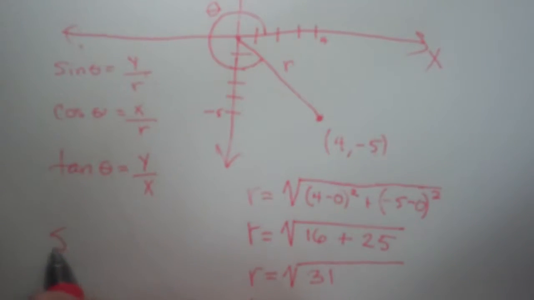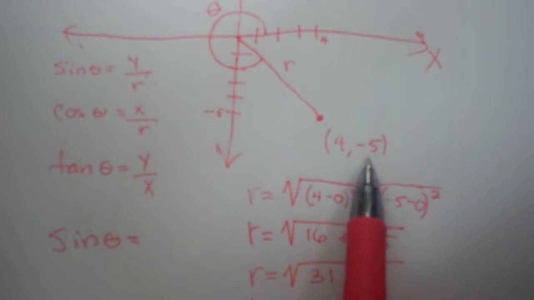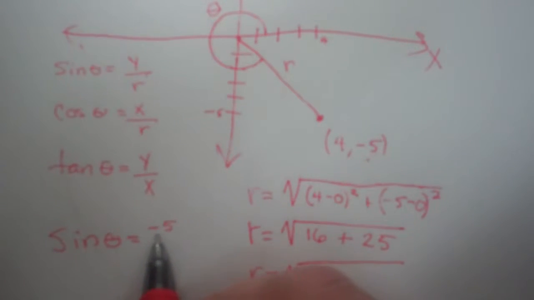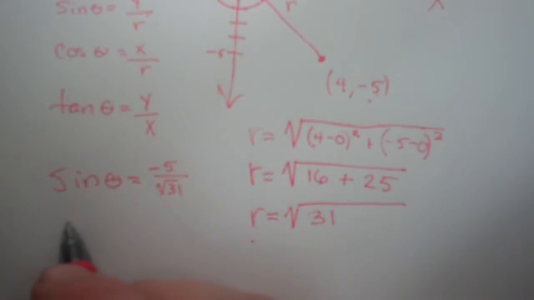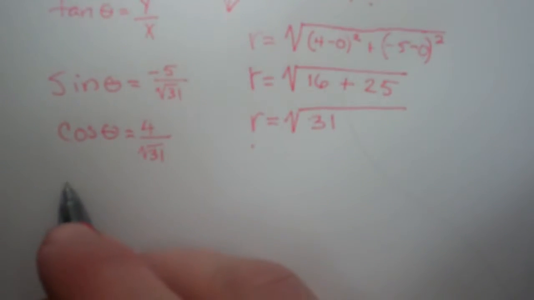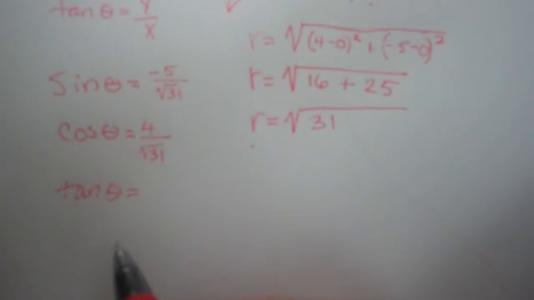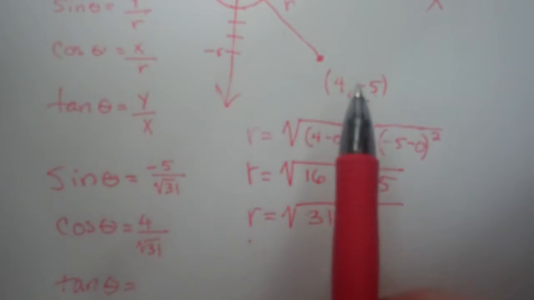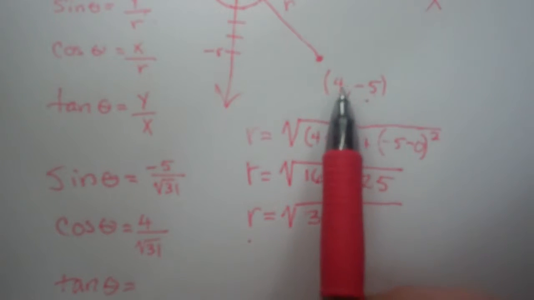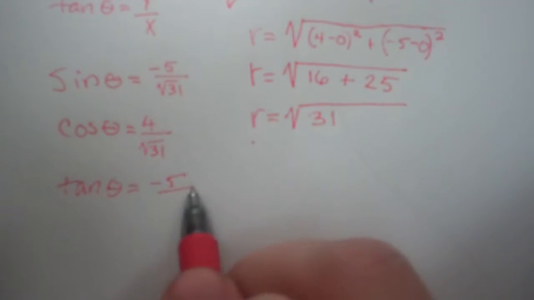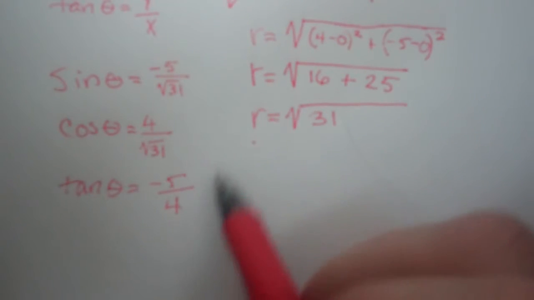The sine of that angle is equal to the y-coordinate, which is -5, over radical 31. The cosine of this angle is the x-coordinate, which in this case is 4, over radical 31. And the tangent of this angle is simply the y-coordinate over the x-coordinate. So we have here -5 over 4. And here we have found all of them.